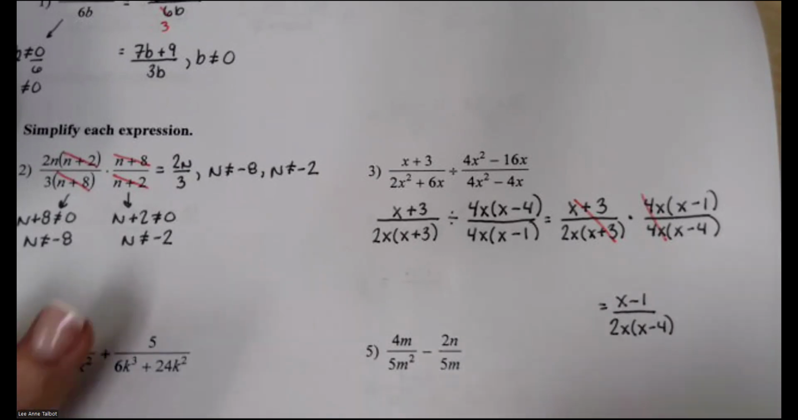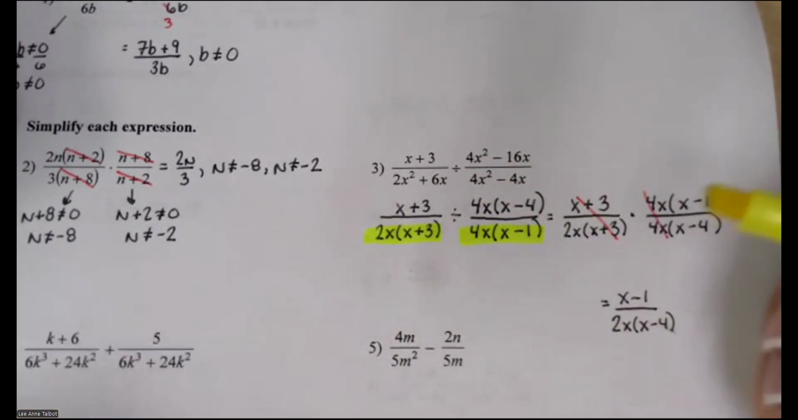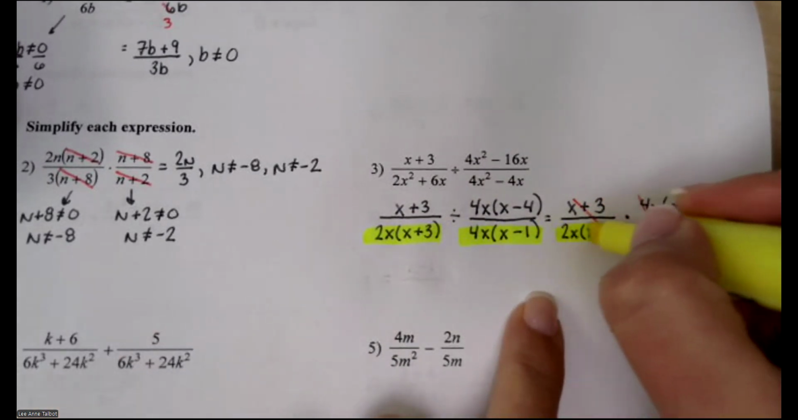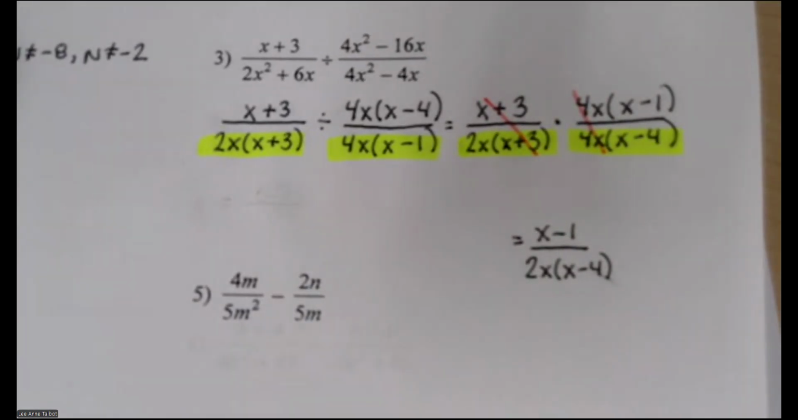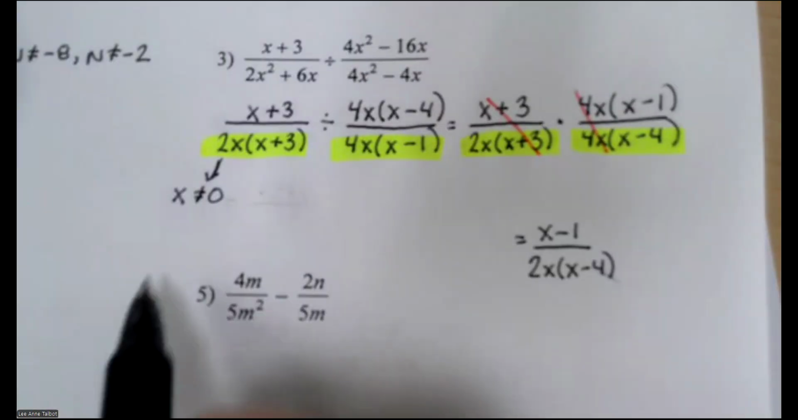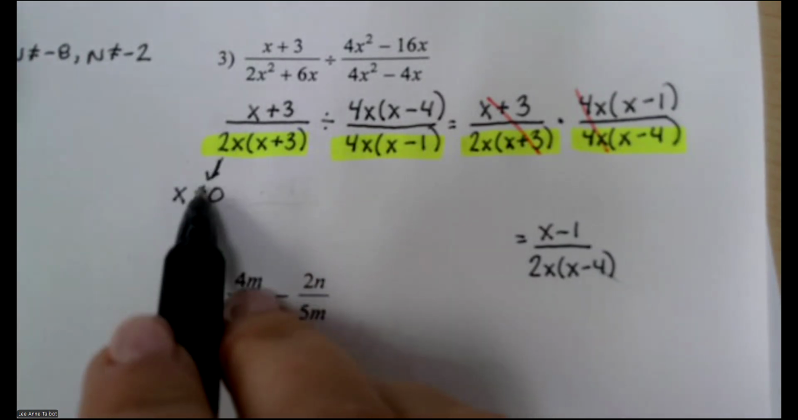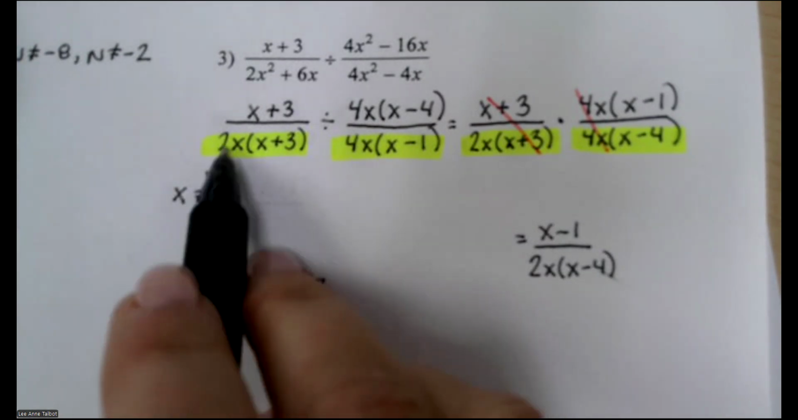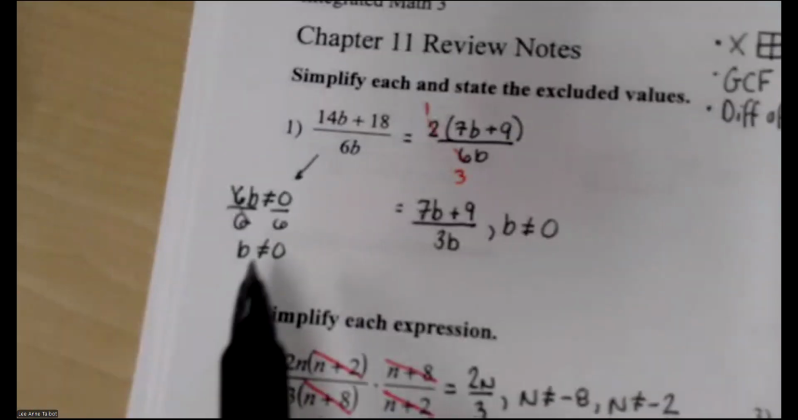So this is where I'm going to use the highlighter. We need to be careful of the denominators before the keep change flip and after the keep change flip. So there's going to be lots and lots of excluded values. So are you okay if I say x cannot equal 0 from this to x? Does that make sense? Are you sure? Okay, and if you're not sure, just take a look over here.